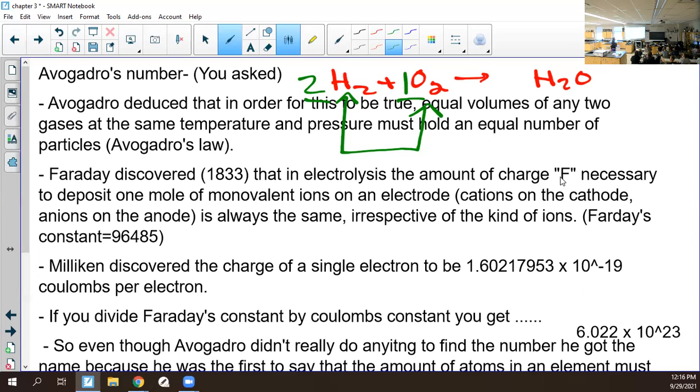All right, Faraday is a whole completely different dude studying way different stuff. But in 1833, he discovered that in electrolysis, the amount of charge, also known as F, which are Faradays, necessary to deposit 1 mole of monovalent ions on an electrode, cations at the cathode, anions at the anode, was always the same, irrespective of the kinds of ions.